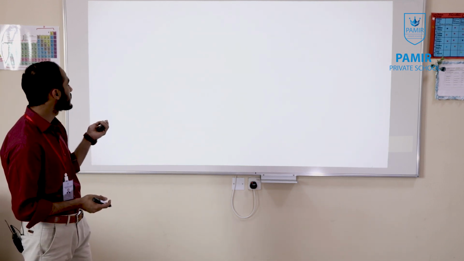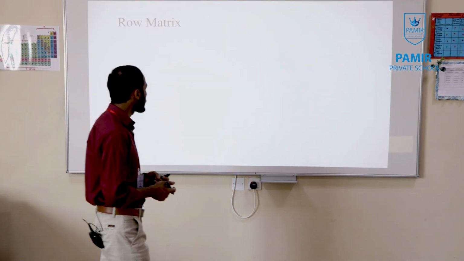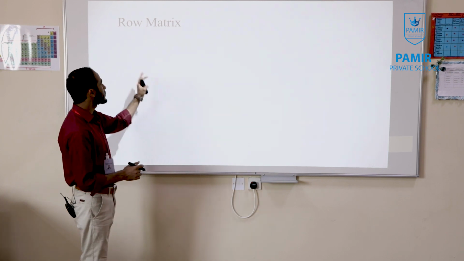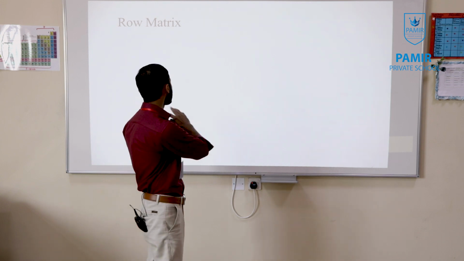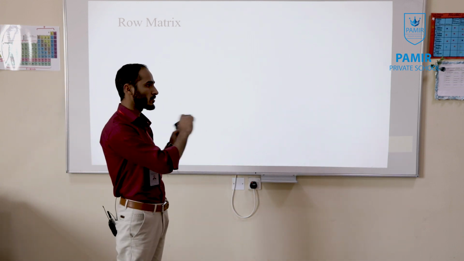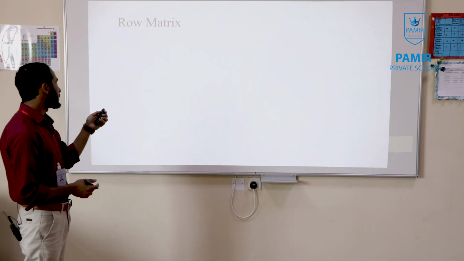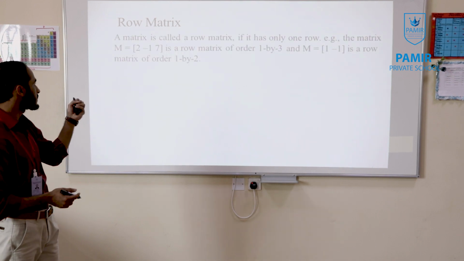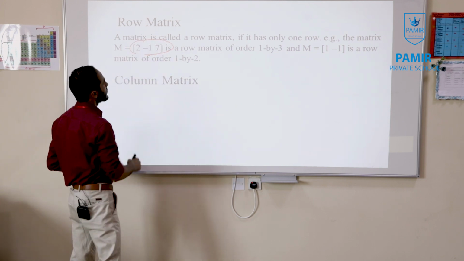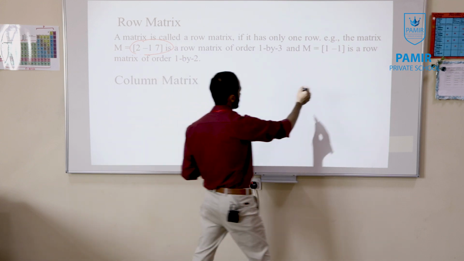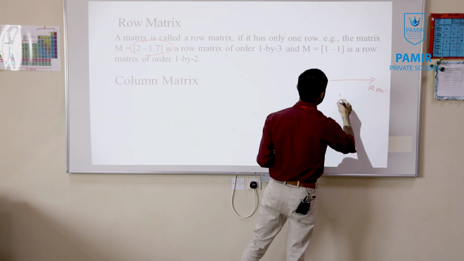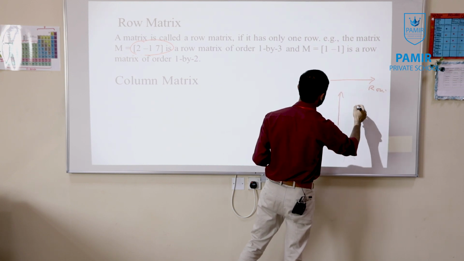The first one is the row matrix. As we know, we write a matrix in the form of a rectangle. In the rectangular box, we write the entries or data. When we have a row matrix, we write all the entries in the form of rows only. Here we have a matrix M, which we call a row matrix. The rows are present as horizontal lines, and the vertical lines are the columns.